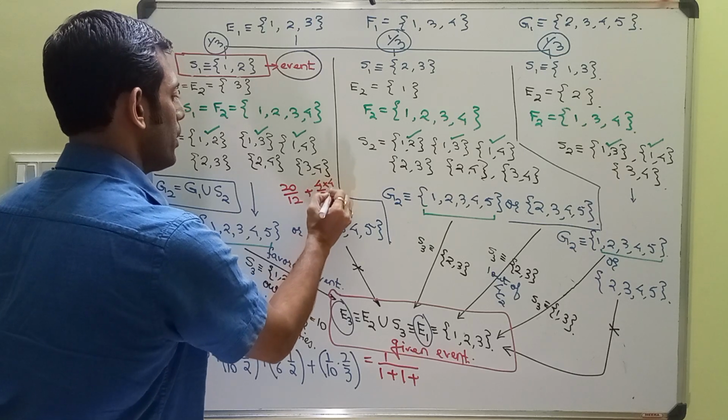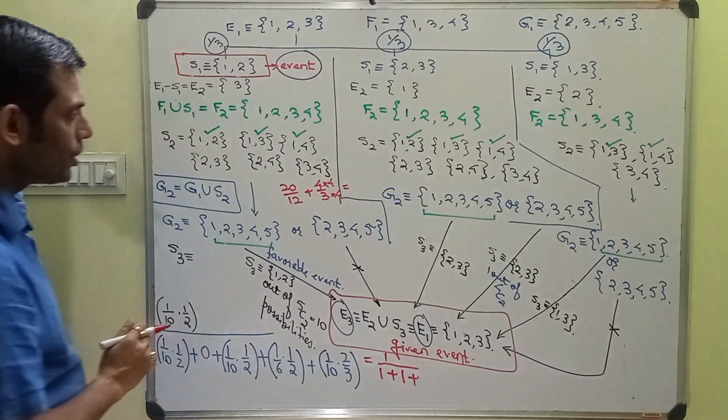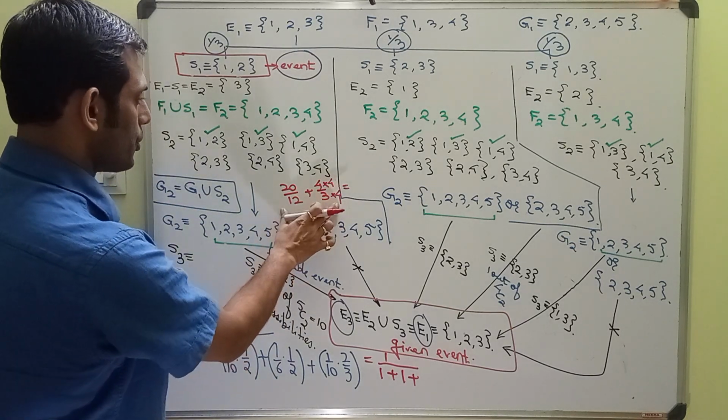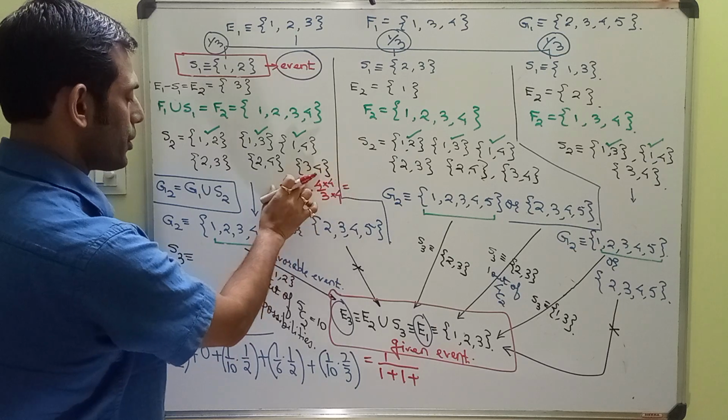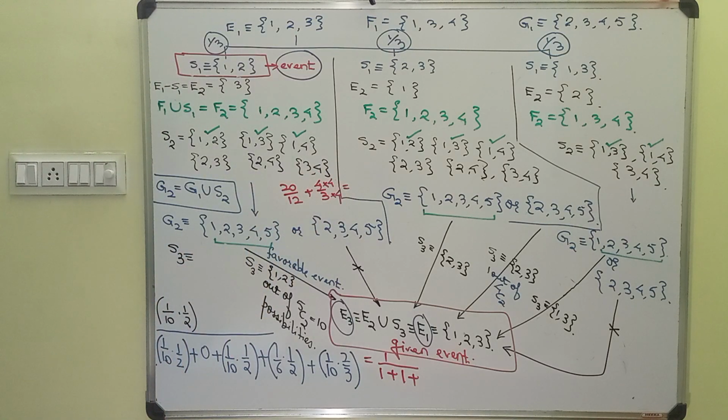Let's say into 4 into 4. So how much does that make? This is 12, 16, 36. Just a moment. 1 by 10 into half, 1 by 10 into half, 1 by 6 into half, 1 by 10 into 2/3. Oh yes, there is something amiss in the calculations.